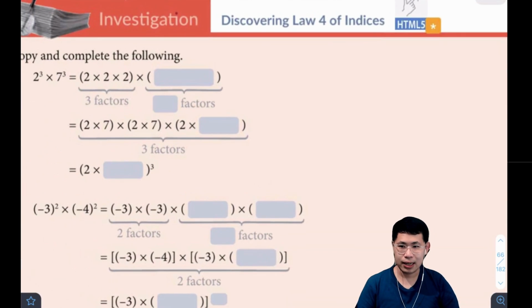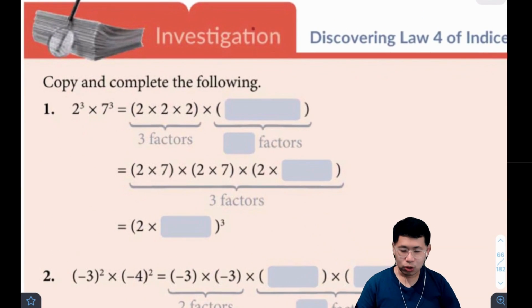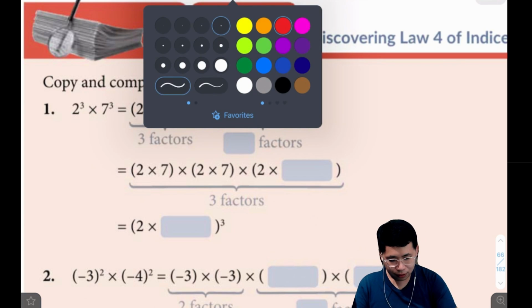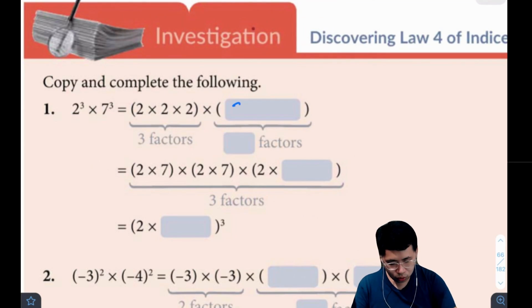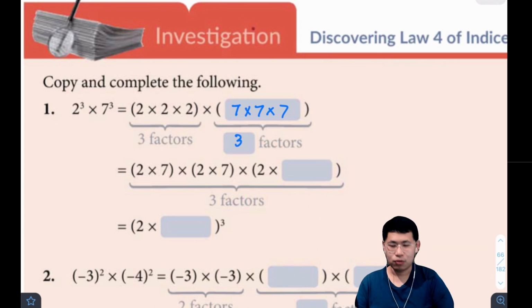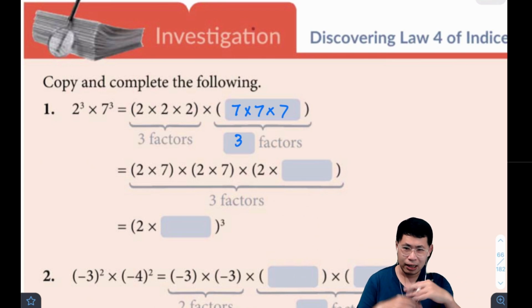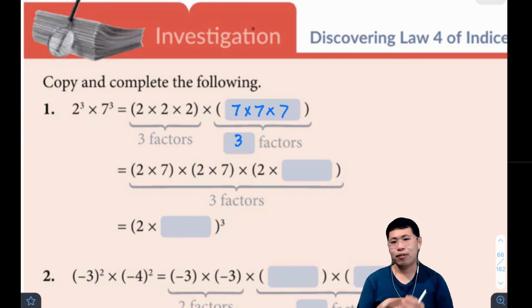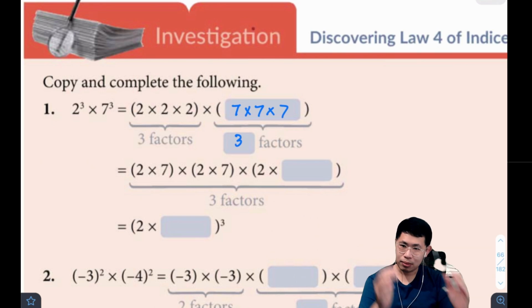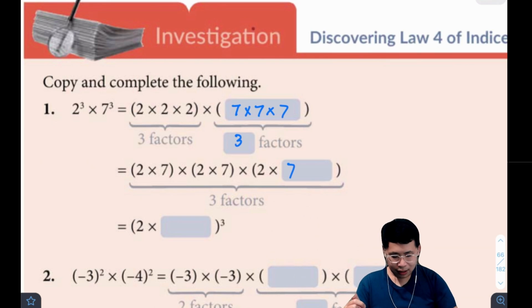Investigation. Let us investigate. So first one, 2 to the power of 3 times 7 to the power of 3. So what is this? It will be 2 times 2 times 2 and times 7 times 7 times 7. Okay, 3 factors over there. Now, because we are doing multiplication, we can rearrange the numbers in our real number system. So we can group them in groups of 2 times 7, 2 times 7, 2 times 7. So we have 3 groups of 2 times 7.